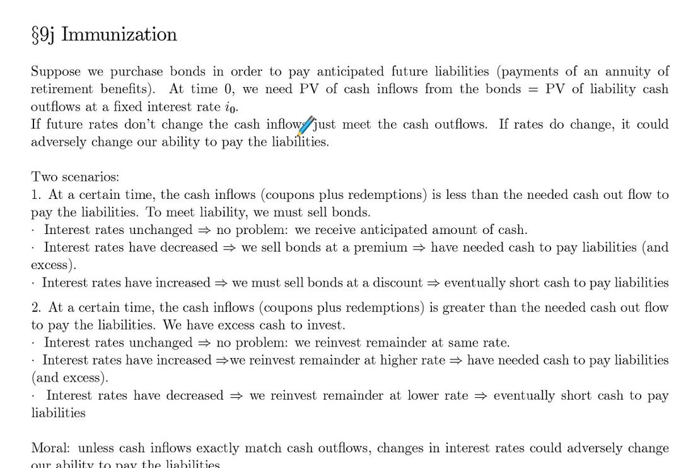So suppose that we buy some bonds, and we're going to use both the coupon payments from those bonds and the redemption value of those bonds to pay some anticipated future liabilities. These could be, for example, payment of retirement benefits as an annuity. Then what we need to happen is, at time 0, we need the present value of all our cash inflows from the bonds, which again are coupons and redemptions, to equal the present value of these liability cash outflows, which are going to be the fixed benefit payments each year. And that needs to happen at some fixed interest rate I0.